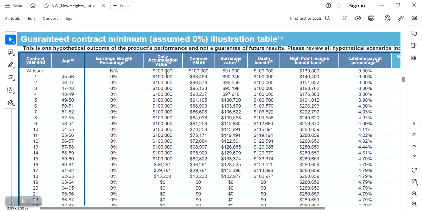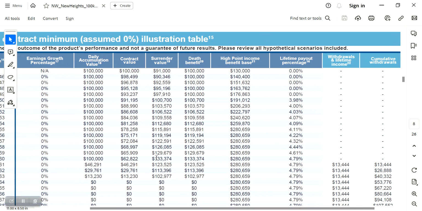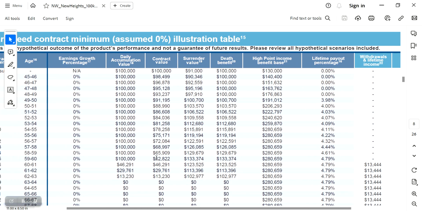And daily accumulation value decreases after year 10. And is that because we are taking the money out of it? That's correct, because the withdrawals started in year 16.